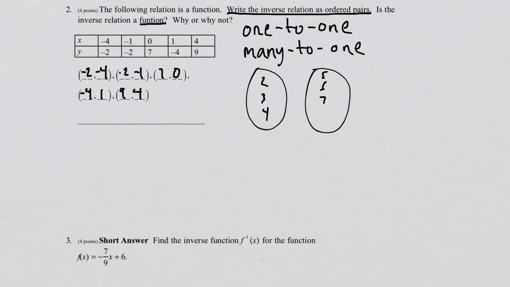So one-to-one would mean that each one of these input values goes to one output value. And that's okay. That's a function. Okay? Many-to-one.